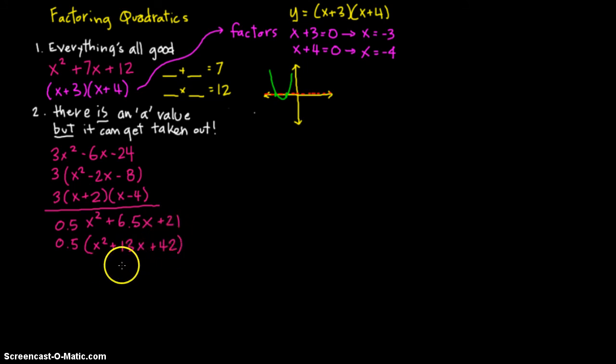Awesome. Okay, does this work out for me? What added together gives me 13? And 6 times 7 is 42, and 6 plus 7 is 13. Awesome. 0.5 times x plus 6 and x plus 7. I've got the factored form of my quadratic. So we pretty well got some ideas here.